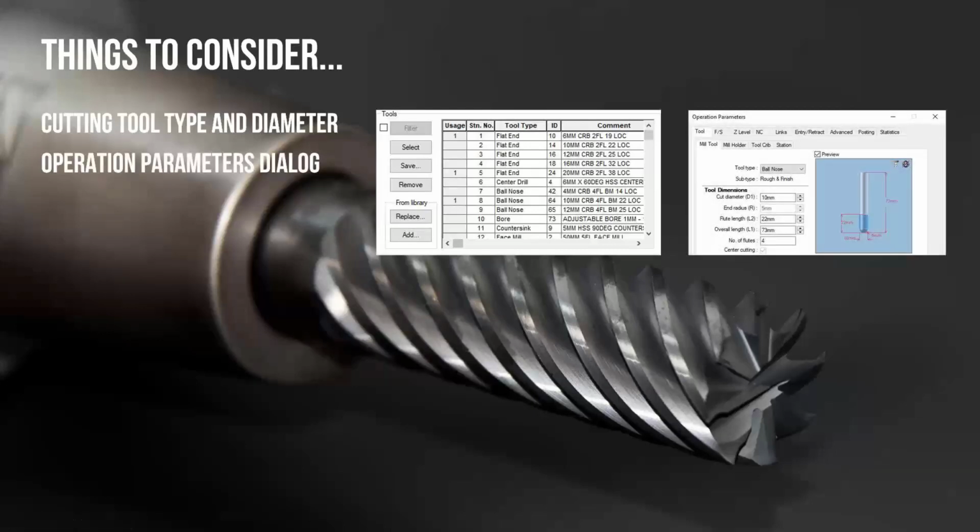Number two is making changes to the operation parameters dialog. Again, when I jump into SOLIDWORKS, I'll talk about some unique things that you can do to get the desired toolpath that you want to have.